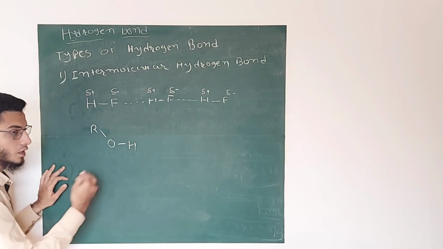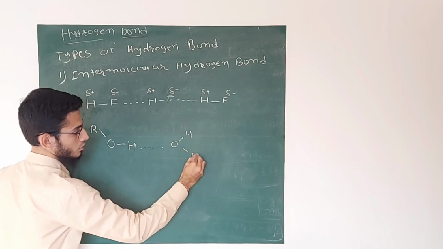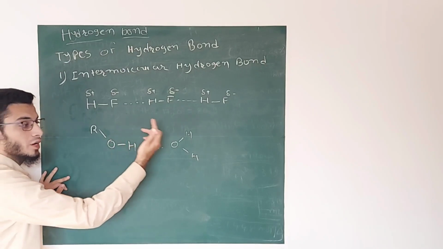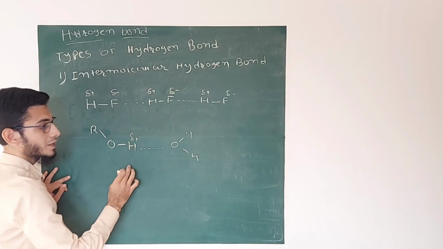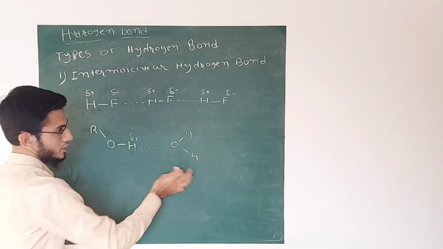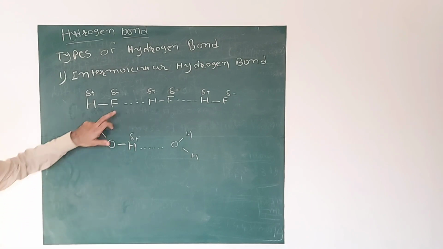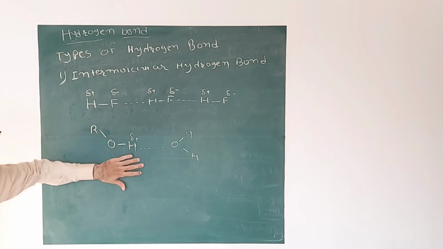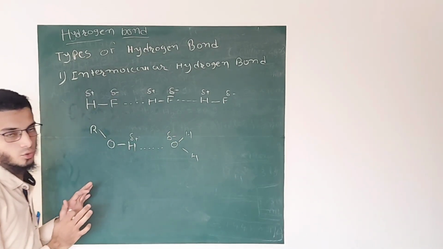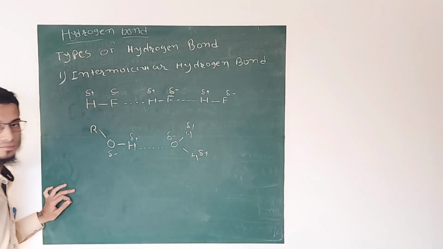here is the hydrogen atom. It can combine with the electronegative atom of another molecule. Here you can see the hydrogen atom of one molecule combined with the electronegative atom of another molecule, but in a different substance. Here is the alcohol and here is the water molecule. So it is also known as intermolecular hydrogen bond. The difference is that the earlier one is in the same substance, but this is in a different substance. I am not drawing the full structure, but it is for the example. Here is delta minus, delta plus, delta plus.